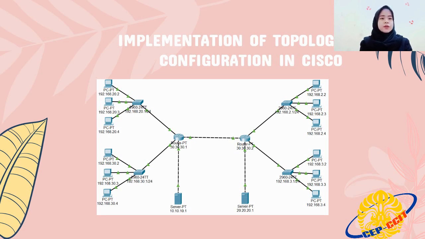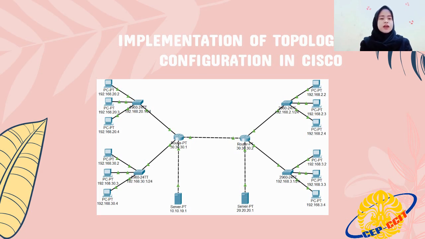The first switch has the default gateway 192.168.20.1, and the IP of each PC is 192.168.20.2 to 192.168.20.4. The second switch has the default gateway 192.168.30.1, and the IP for each PC is 192.168.30.2 to 192.168.30.4.